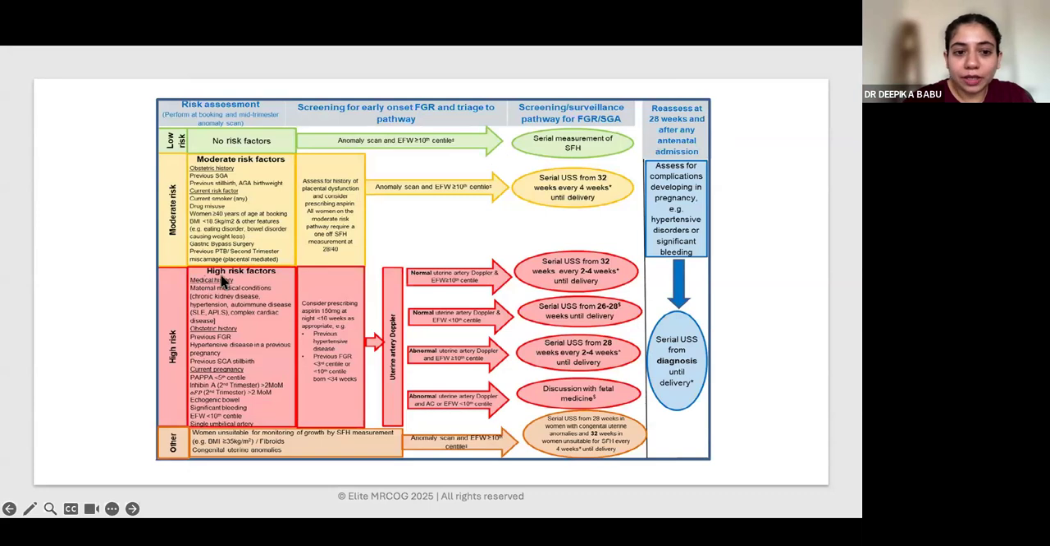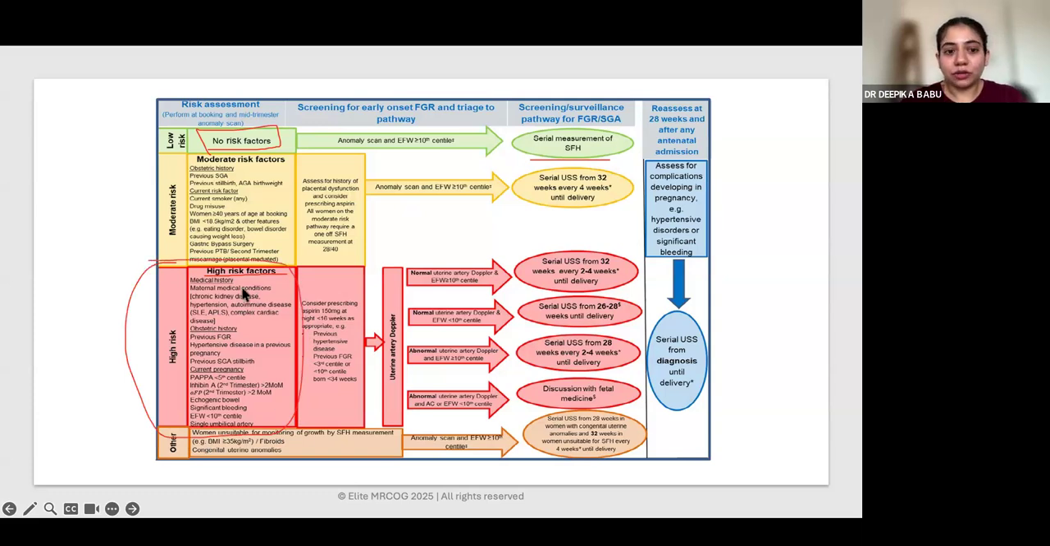So she has got high risk factors, I told you. If she is low risk, with no risk factors, then we will only do the serial measurements of symphysis fundal height that the midwife will be doing. If it is less than the 10th percentile, then they will be subjected to biometry and the umbilical artery Doppler. So high risk factors, this is where maximum questions are coming. You guys have to pay attention here.